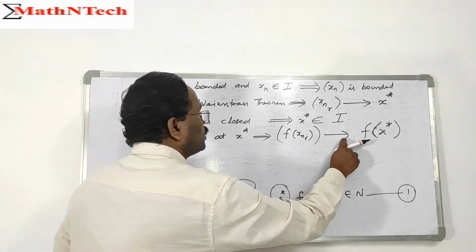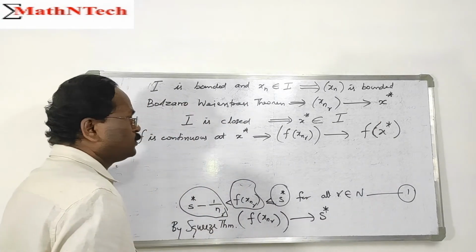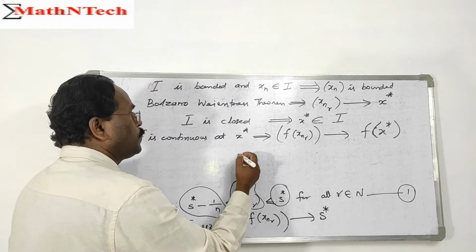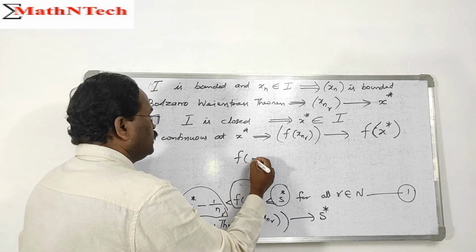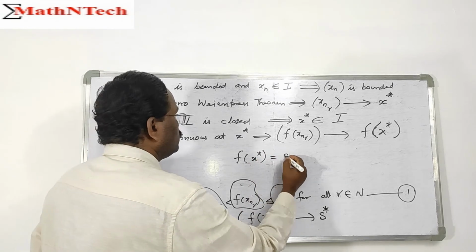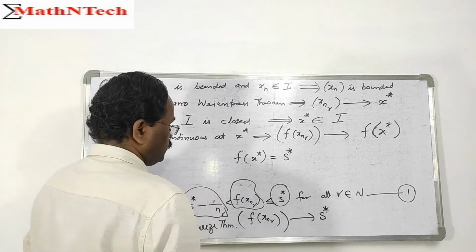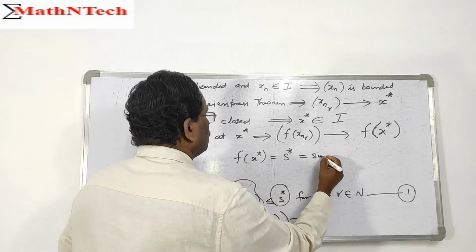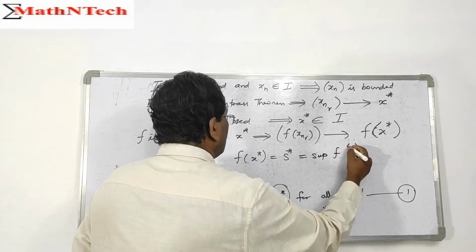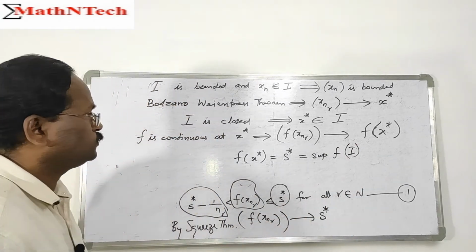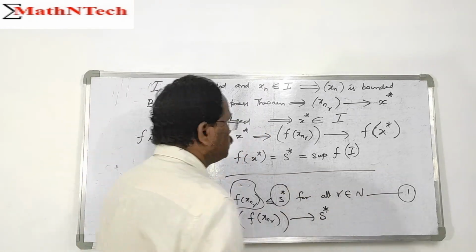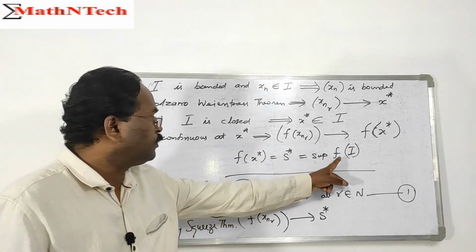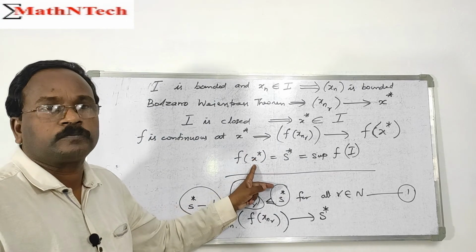Here f of x_nr converges to f at x star, and here f of x_nr converges to s star. So we get f at x star equal to s star, and s star equal to what? Supremum of f of I. So what we proved? The function f has the supremum value at x star.